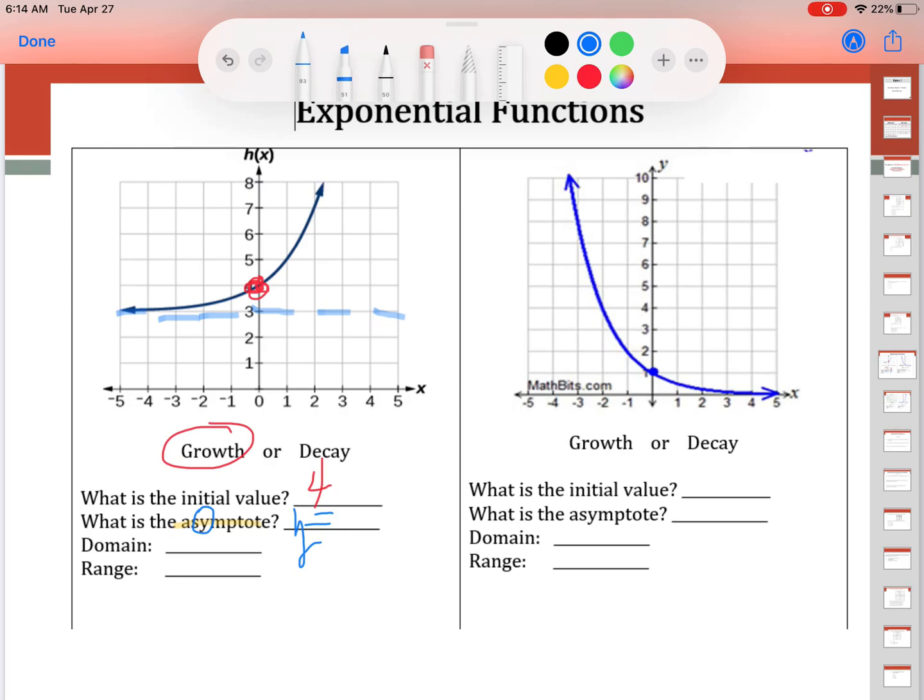So the asymptote is an invisible line that sits right underneath your graph, and it keeps your graph from dropping below that line. So in this one, this graph never drops below the number 3. So I have an asymptote at y equals 3.